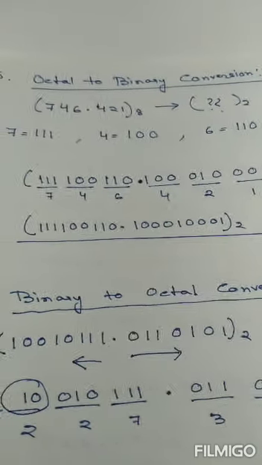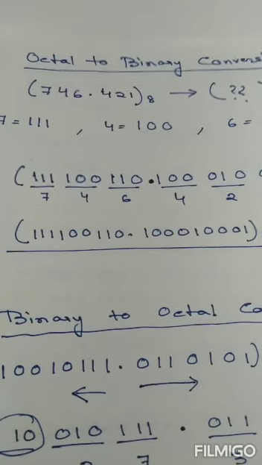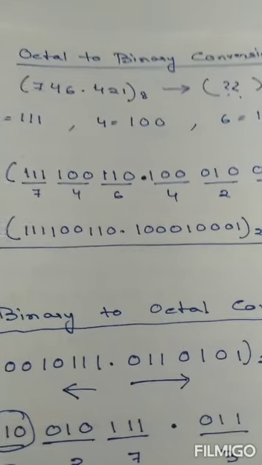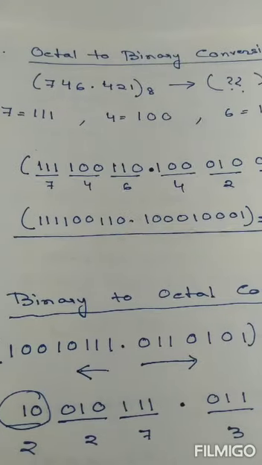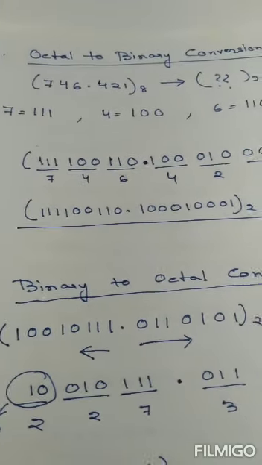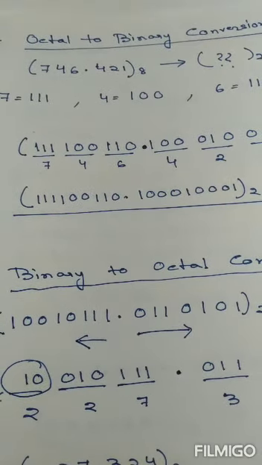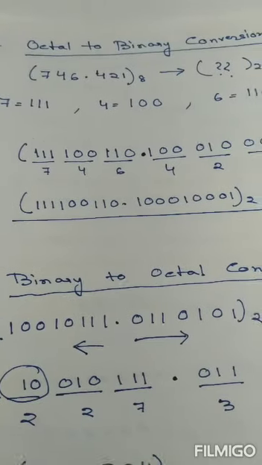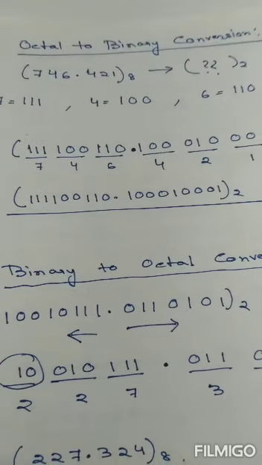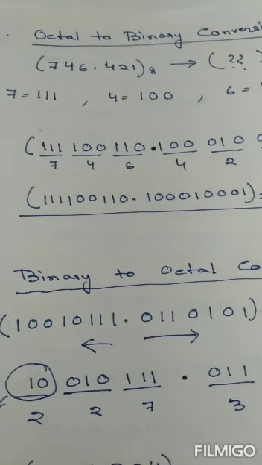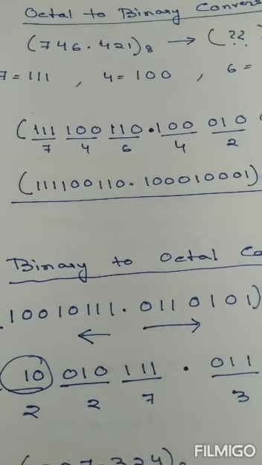Now come to another conversion, that is octal to binary conversion. Take the example 746.421 base 8, that is the octal number. To represent an octal number in binary, the process is, first of all, for octal the highest digit is 7. To represent the number 7, we require a minimum of 3 bits. So here you represent each digit with 3 bits of binary numbers.